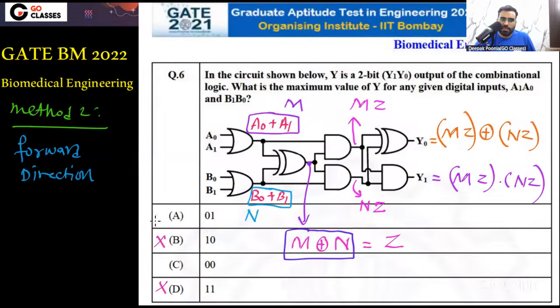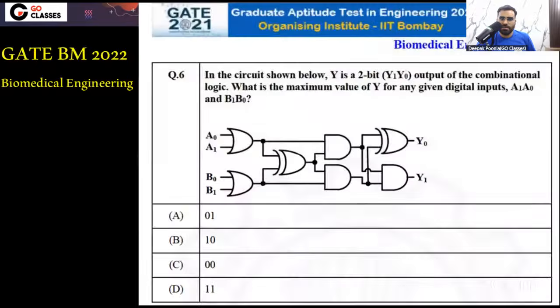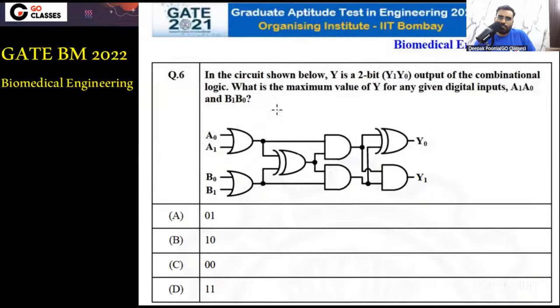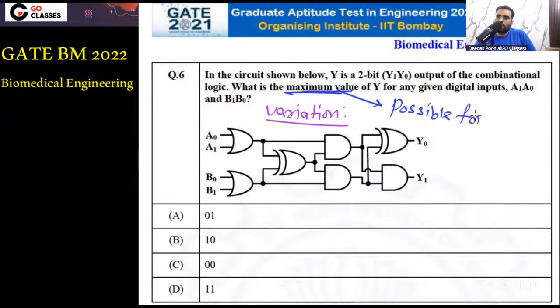So finally, I can say the maximum value possible is 0 1. Okay. Now there is one interesting variation they can ask. They can ask that the maximum value of y possible is 0 1, but for how many combinations? Can you tell me the answer for that question? Did you understand? I am asking a variation: for how many combinations? In the exam, they can ask you that this maximum value is possible for how many input combinations?